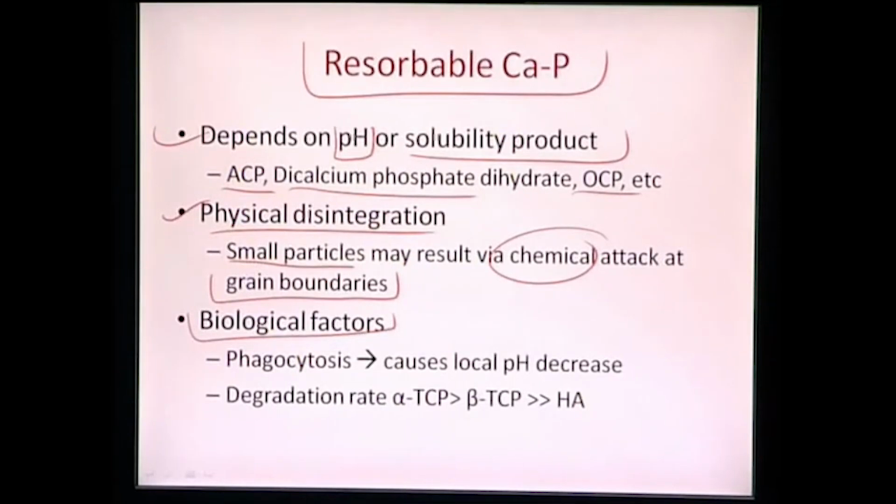There can also be some biological factors such as phagocytosis that causes a local decrease in the pH, and again it also depends on the kind of material which is present, such as the degradation of alpha TCP is much more than the degradation of beta TCP, which is even higher than that of hydroxyapatite. So the resorption of the bioactive calcium phosphate depends either on pH or the solubility products which are present, and generation of particles can also lead to the mechanical degradation of the calcium phosphate.